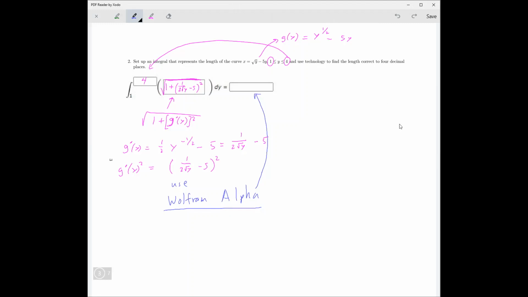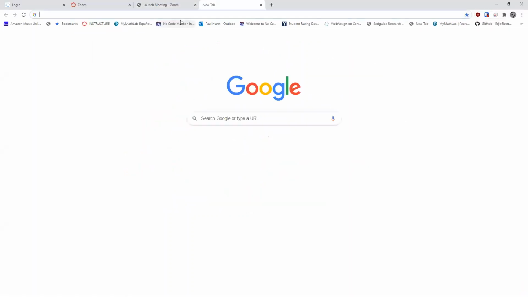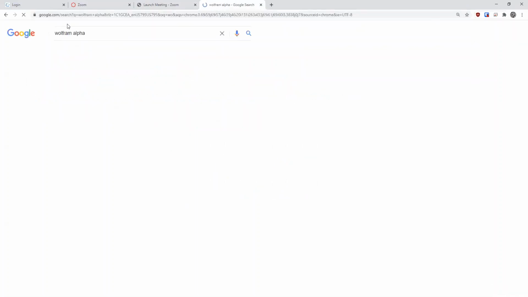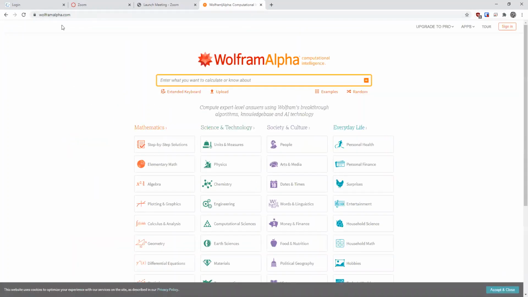Okay, so let me go ahead. Okay, so I'll go ahead and I'll go to my web browser. Oh yeah, okay, there it is right there. So I'll go ahead and go to my web browser, open up another tab, and let me see, I'll type in Wolfram Alpha. So it's www.wolframalpha.com.